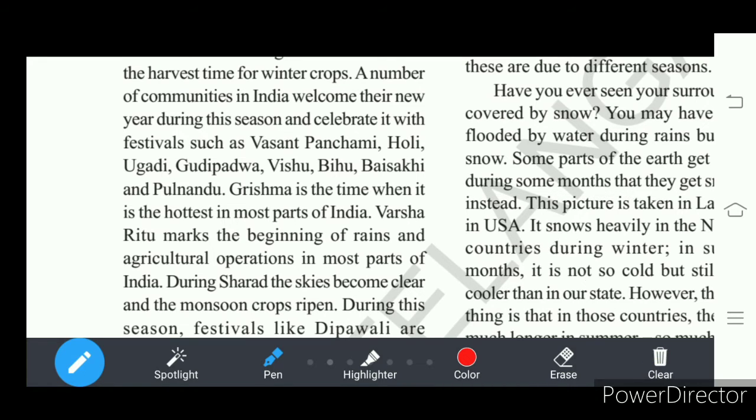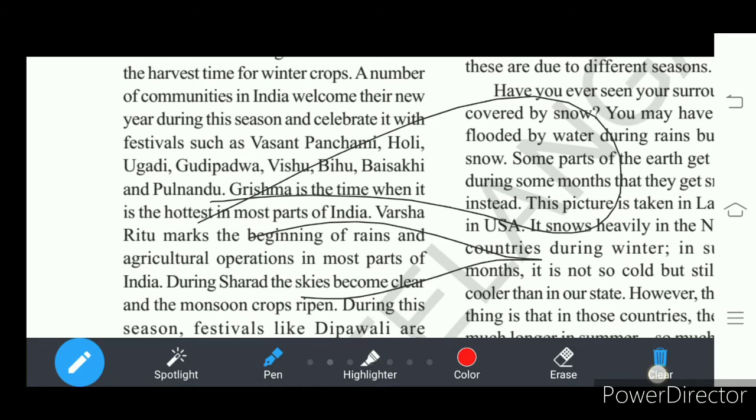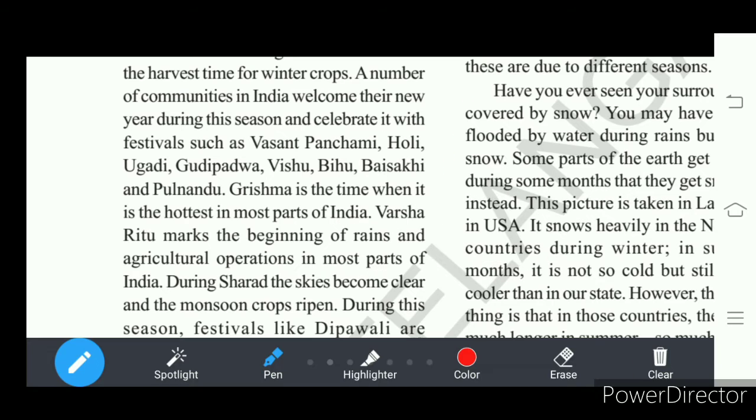So when the winter season ends, this Vasanta Ritu starts. During this time, the crop comes into the hand. So it is a season marked with agricultural activities. Most of the ritus in our India are connected to agriculture work. Next, Varsha Ritu. It is the beginning of the rains.